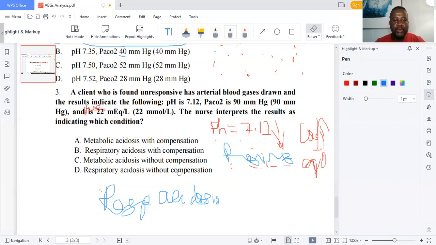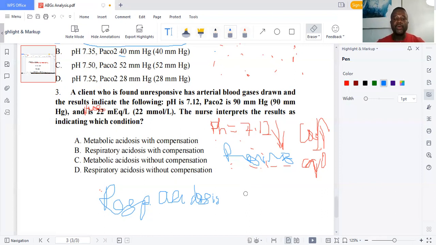We look at compensation. For it to be compensated, the pH has to be within the normal range. You have to be careful. Such questions will trick you. You will say, "Oh, sir, but bicarbonate is low." Yes, it's on the lower side, but it is within the normal range, and the carbon dioxide is very clear. These questions can be very tricky. You have to be very careful.